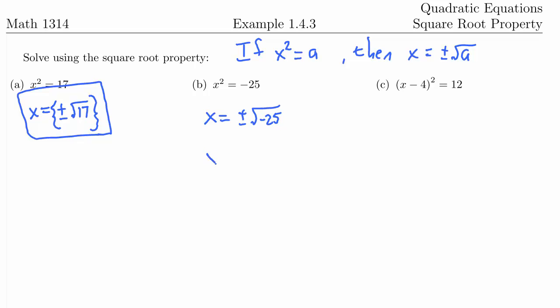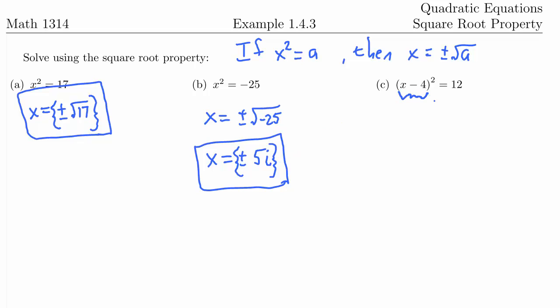In order to do that, you need to remember that whenever you have a square root of a negative, you get an i. And the square root of whatever's left, square root of 25, is 5. So it's plus or minus 5i. When you get imaginaries, make sure you put it in standard form.